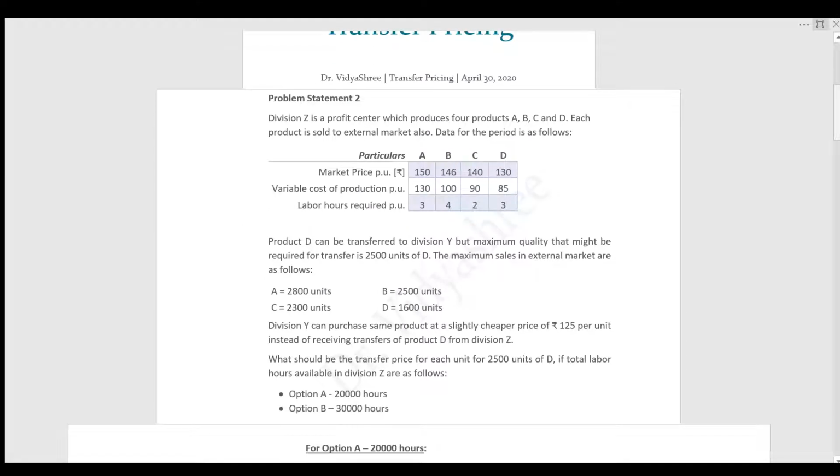Let's see the problem statement. Division Z is a profit center which produces 4 products A, B, C and D. Each product is sold to the external market also. Data for the period is as follows.